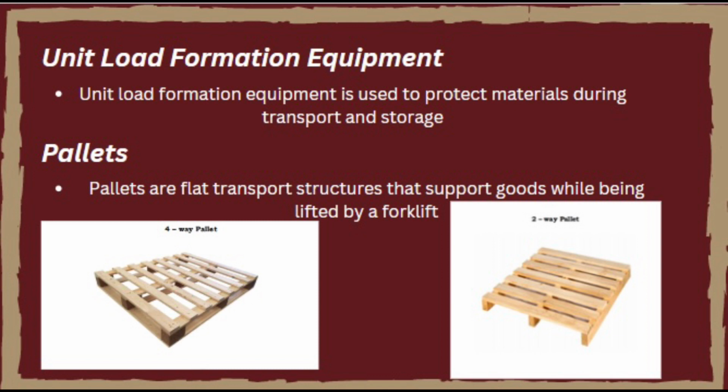Then unit load formation equipment. Unit load formation equipment is used to protect materials during transport and storage. Then we have here pallets. Pallets are flat transport structures that support goods while being lifted by a forklift. So we have here the pallet. We have two categories. First is four-way pallet. Then the next is two-way pallet. So you can see the difference.